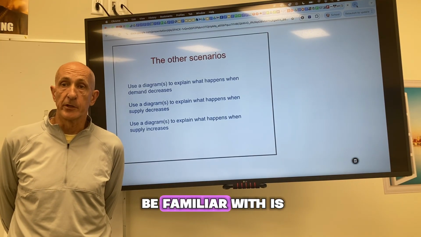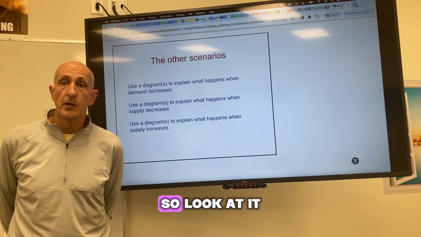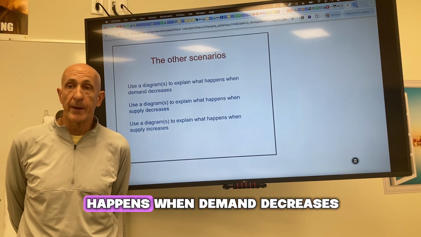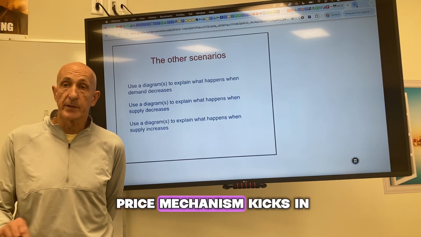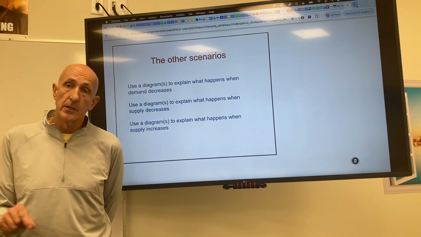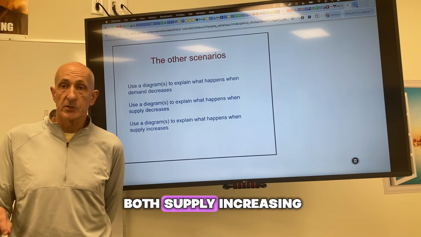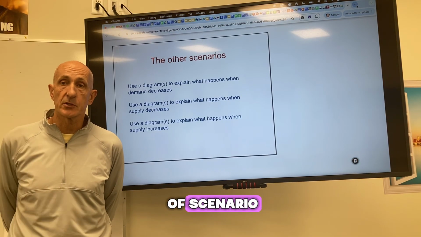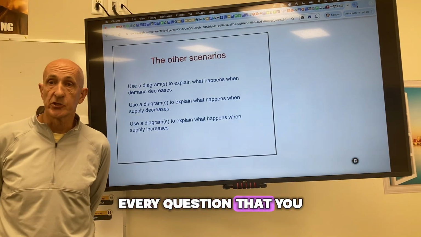What you need to be familiar with is what happens in the other three potential scenarios. So look at it yourselves, draw a diagram, try and explain what happens when demand decreases. Again, show how the price mechanism kicks in through the invisible hand, sending signals, changing resource allocation to what we want. And a similar thing with both supply increasing and supply decreasing. You can go through exactly the same sort of scenario. So when you've understood all four of those, you cover basically every question that you might be asked on the price mechanism.